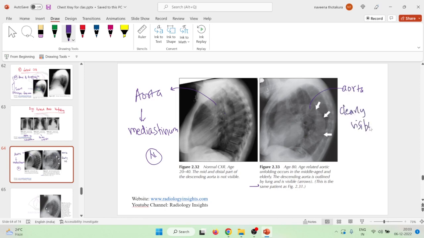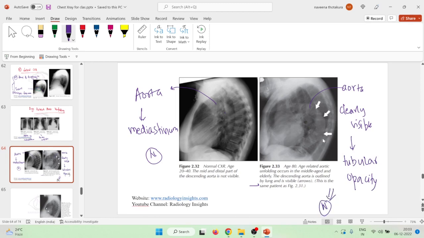Because this descending aorta is now outlined by the lungs, it is clearly visible and has some tubular opacity on the lateral X-ray. And this visualization of the descending aorta as tubular opacity is a normal thing, not an abnormal entity.